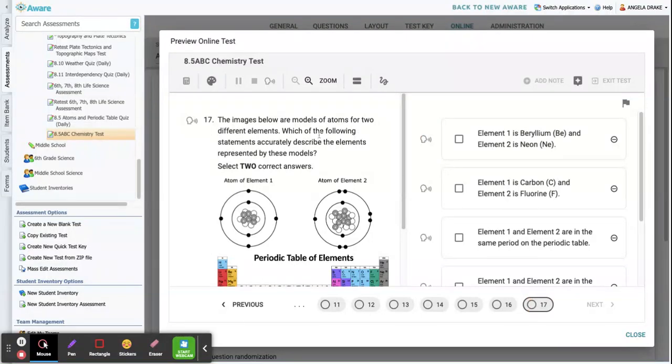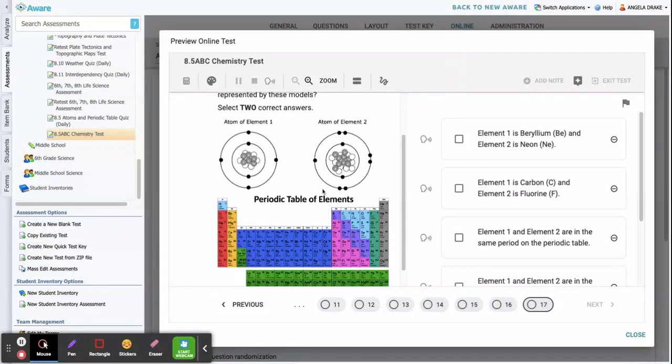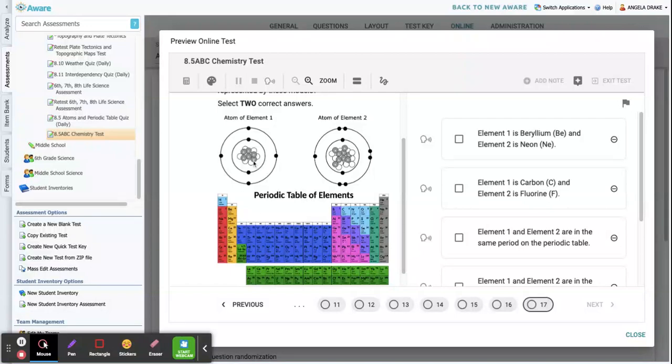The image below are models of atoms for different elements. Which of the following statements accurately describes the elements presented in these 2 models? Okay, so here are my Bohr models. Remember, my protons tell me the atomic number and the identity. So let's just try to identify them first. I've got 1, 2, 3, 4, 5, 6. So that means this is carbon. It has an atomic number of 6 and it is found in group 14. So I'm going to put a star next to that on my periodic table.